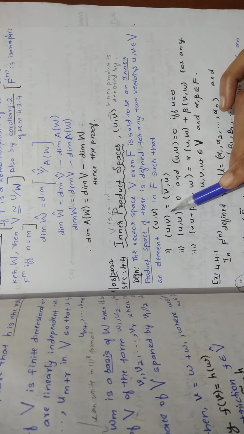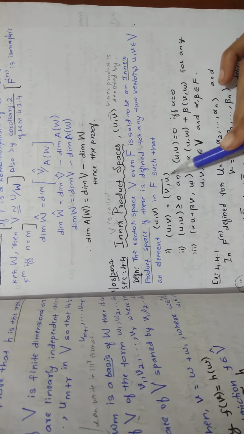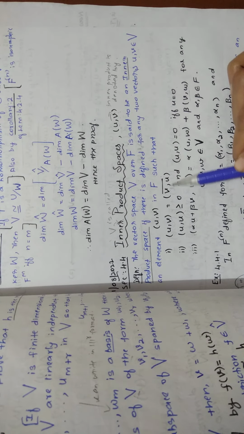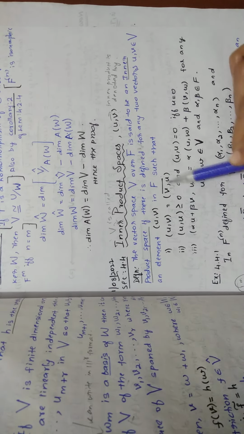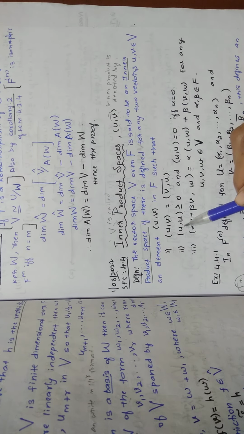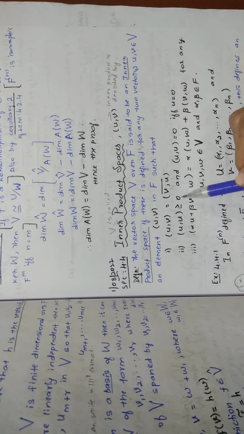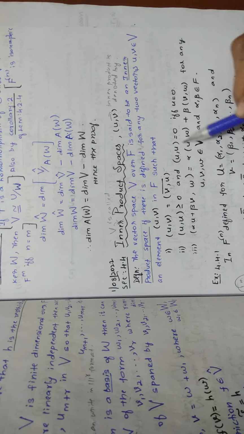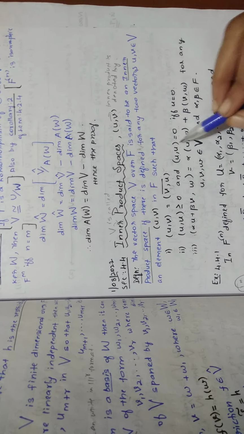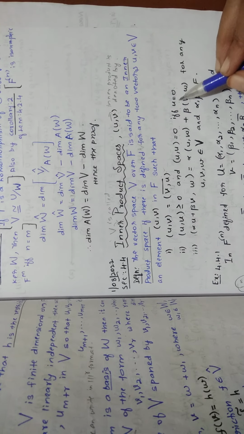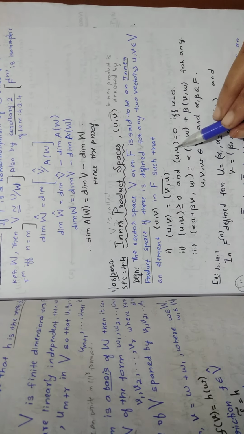So let me read the conditions. Inner product U comma V is equal to inner product V comma U the whole bar. Just interchanging the places of the terms, right? Here U comma V, here you are writing V comma U, and the bar is a must. That is the first condition. This condition should be satisfied. And also the second condition is inner product U comma U greater than or equal to 0. Inner product U comma U should be greater than or equal to 0, and U comma U will be 0 if and only if U equal to 0. If the value of U is 0, then U comma U will be 0.